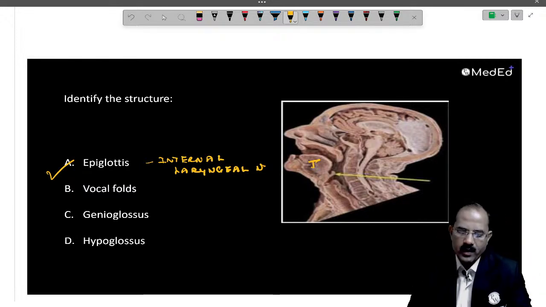That's the nerve supply of epiglottis. Yeah, so this is epiglottis, behind the tongue. And the nerve supply of epiglottis is internal laryngeal nerve.